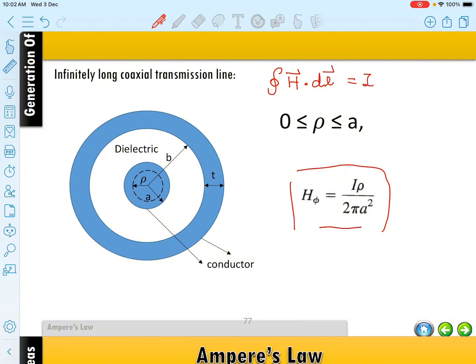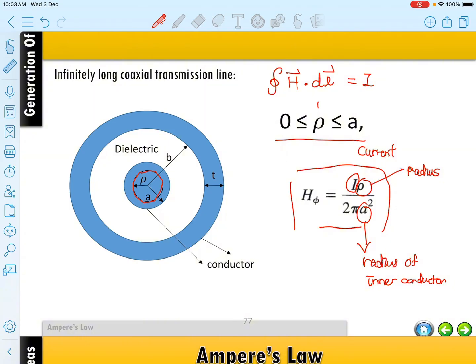From this derivation, we can say that the magnetic field in this region, where this is your Amperian path, is going to be given by this formula, where I is the current, rho is the distance or radius at which you want to find the magnetic field, and a is the radius of the inner conductor. Just replace the value and you can get the answer. This is for the case when rho is less than a.